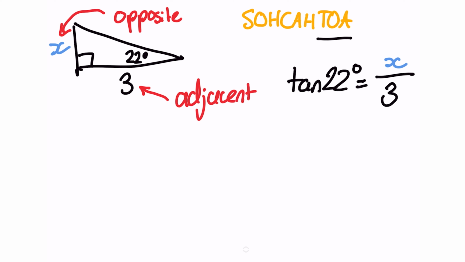So the good thing about SOHCAHTOA is it's in order. It tells you tan, opposite, adjacent. So tan equals opposite over adjacent. Rearranging this, we will get that x equals 3 tan 22 degrees, and then putting that in the calculator will give us that x is equal to 1.21.